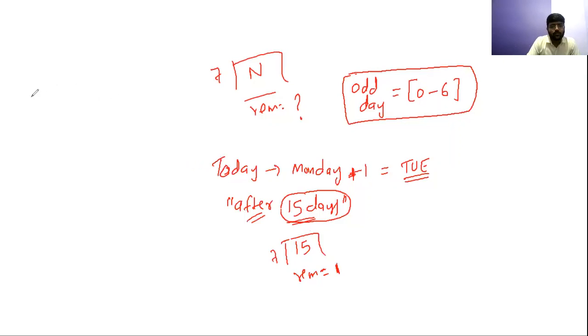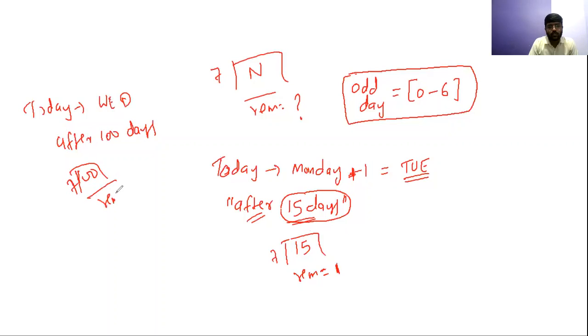Let's suppose today is Wednesday. What day will it be after 100 days? If you need to find this, you divide 100 by 7 and check the number of odd days. If you divide 100 by 7, what remainder do you get? You get remainder 2. You can check. So 2 odd days will be there. This is the way of finding odd days. So in 100 days, there will be 2 odd days.